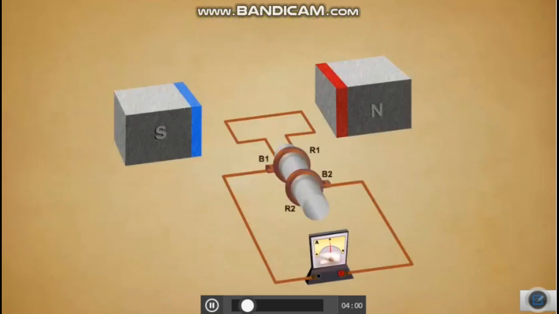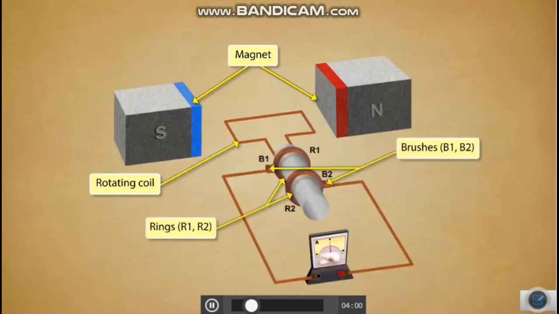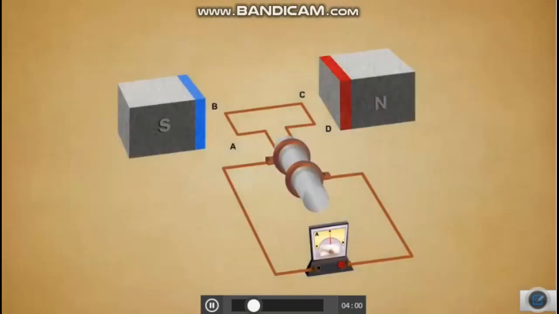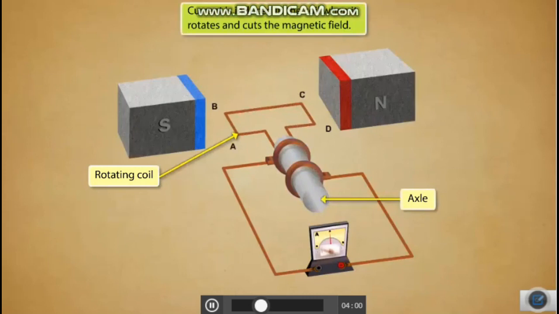An electrical generator consists of the following parts: a permanent magnet, a rotating coil, conducting brushes, two rings, and an axle. The coil ABCD, usually made of copper, is placed between the two poles of the permanent magnet. It is rotated inside the magnetic field mechanically by rotating the axle externally. This induces a current in the coil.